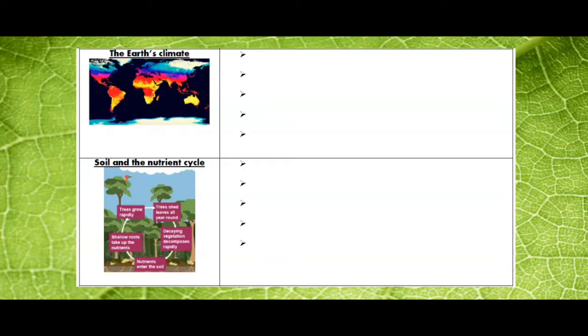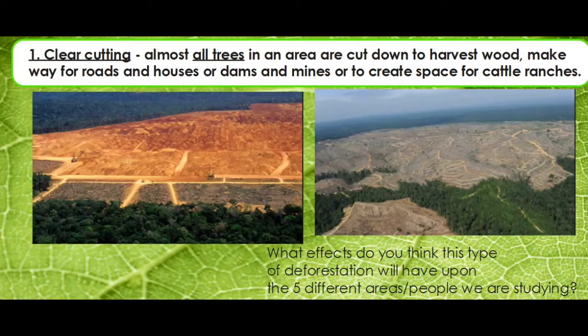It's important to know that there are two main ways of removing trees in the rainforests. The first is clear cutting. Clear cutting is a forestry practice in which most or all of the trees in an area are uniformly cut down. This method of clearing forests is used to get down the trees so that they can harvest them as wood, to make way for roads and buildings, or to create space for cattle farms.